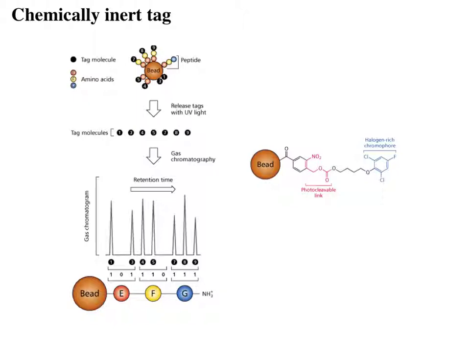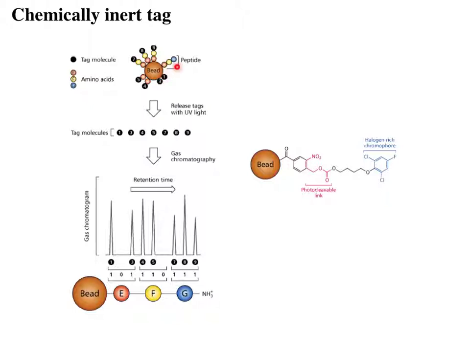Chemically inert tags can be employed to decode what's on your bead, and if you make them photosensitive, you can then use UV light to trigger its release. So here's an example on your bead of a chemically inert tag, and it has a photocleavable link that upon UV light will release the tag. That allows you to identify, at least the tag, based on tag, what the polypeptide sequence is.